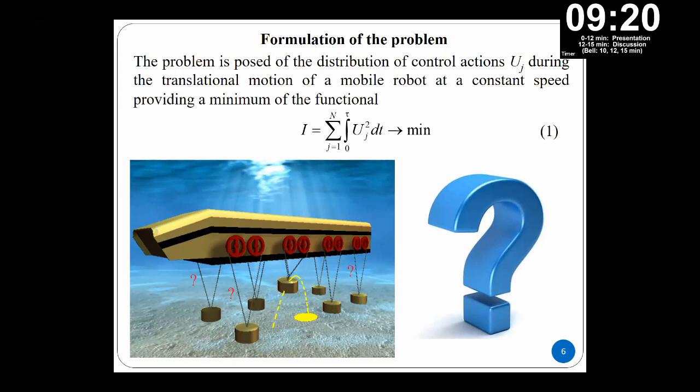Therefore, to establish the programmed motion, it is required to apply control actions U to the drive motors, depending on the required tractive efforts developed by the corresponding propulsion device, that is, from the moment of resistance M with index R applied to the shaft of the G's propulsion device. The problem is posed of the distribution of control actions U during the translational motion of the mobile robot at a constant speed, providing a minimum of criterion I, presented by the equation where N is the number of propulsion devices.